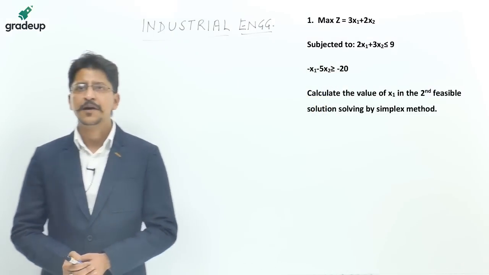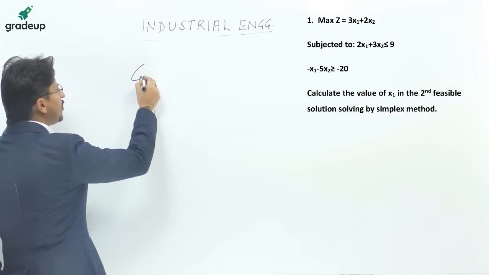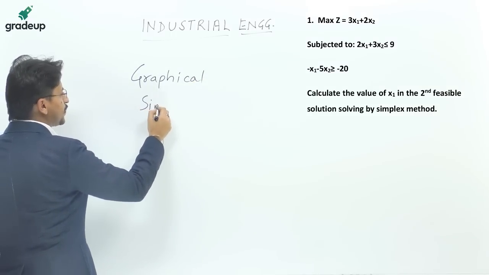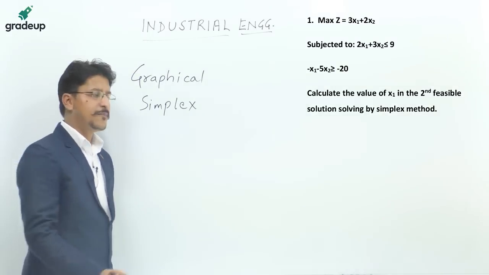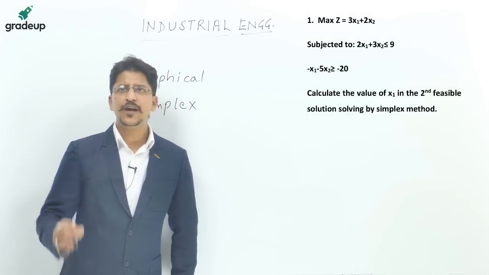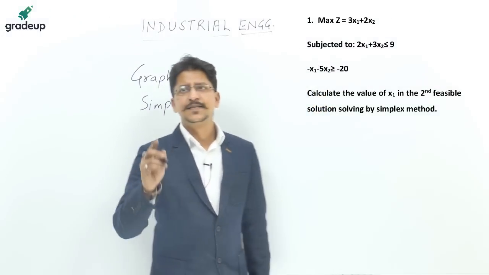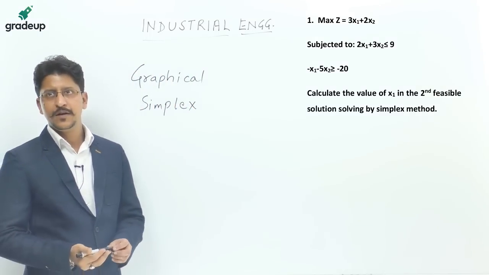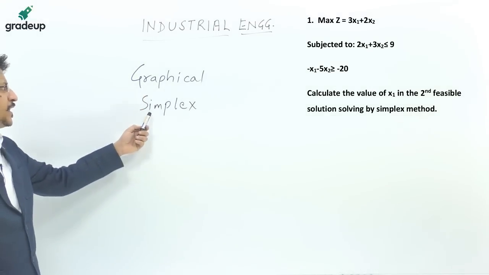Linear programming, but there are two categories in linear programming also. One is the graphical method and the second one is the simplex. Since this is a 2 by 2 problem, it can even be solved by graphical method, but the question asks you to tell the value of x1 in the second feasible solution solving by simplex method. So you have to use the simplex method only. I have told you the topic, that it is from linear programming simplex.